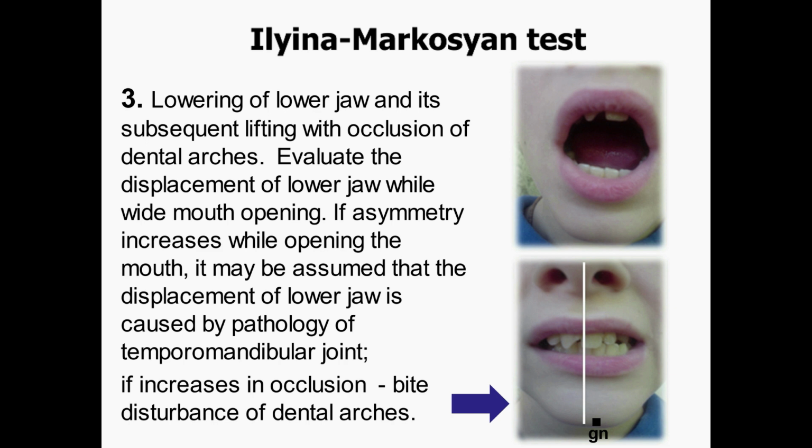Next test. Lowering of the lower jaw and its subsequent lifting with occlusion of dental arches. Evaluate the displacement of the lower jaw while opening the mouth wide. If asymmetry increases while opening the mouth, it may be assumed that displacement of the lower jaw is caused by pathology of the temporomandibular joint. If it increases in occlusion, it is caused by disturbance of dental arches.